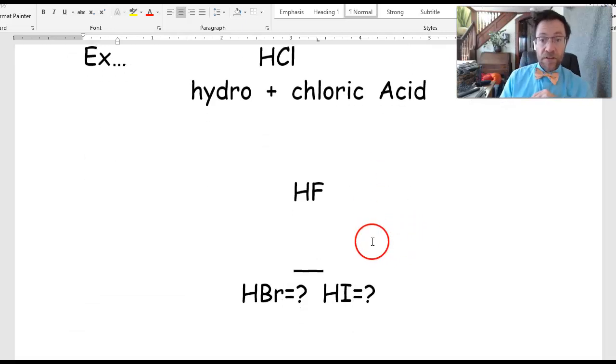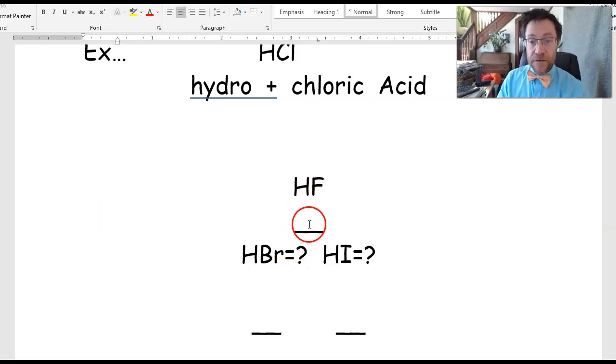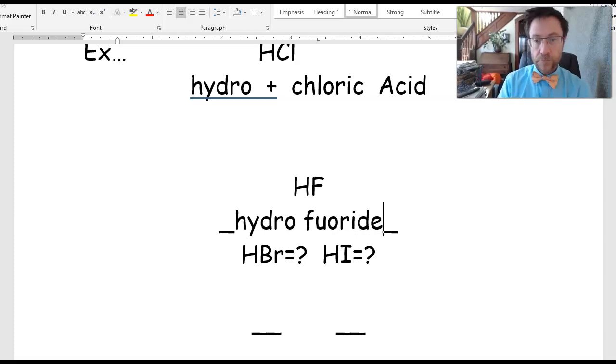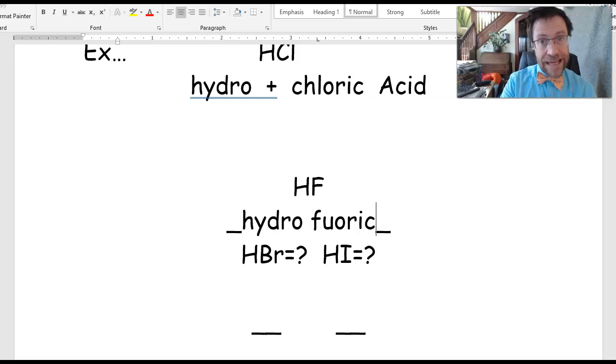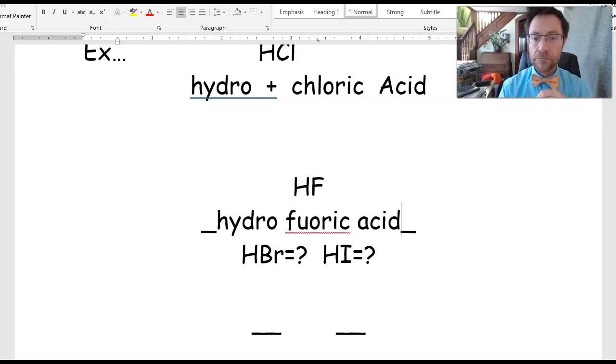All right, a couple of examples here. HF. All right, so HF is definitely binary, so we're going to start out with hydro. Now the next one is fluoride. But remember, we're going to take the ending and change it to ic. So instead of fluoride, hydrofluoric acid. Yeah, that's really all there is to it.